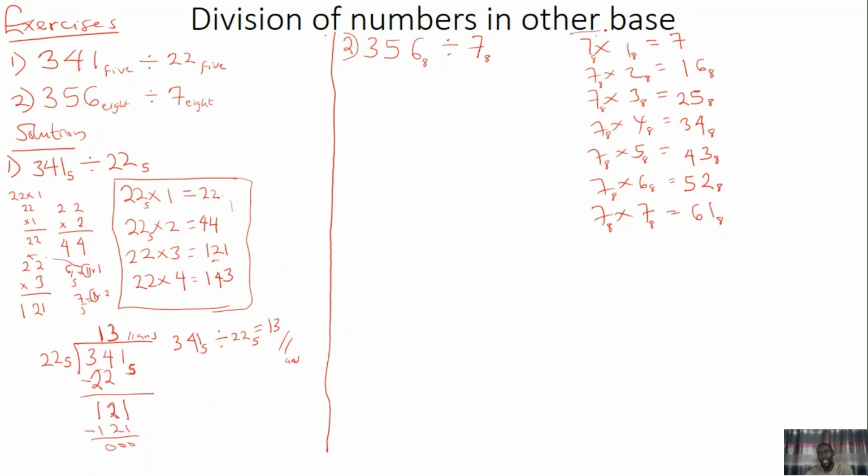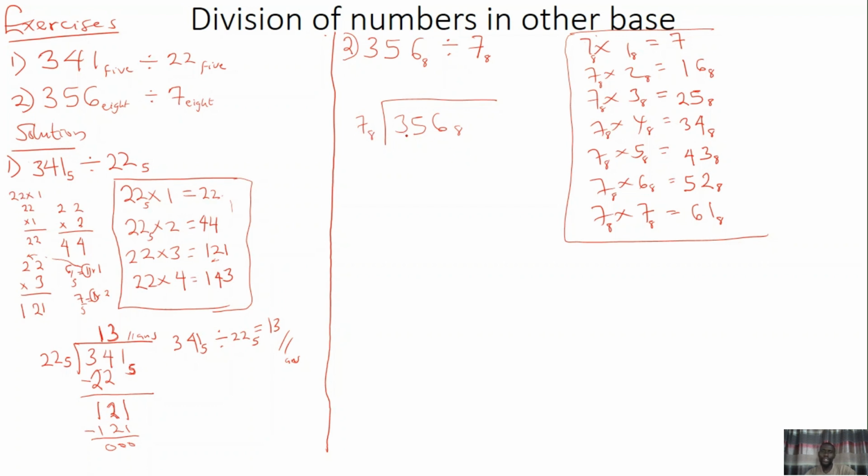Having done the multiplication table of 7 in base 8, we will now go to our long division and see how this division is done. Don't forget that the reason why we did this multiplication table is because we'll be using it in evaluating this expression. Now let's do our long division. We say 356 base 8 divided by 7 base 8.